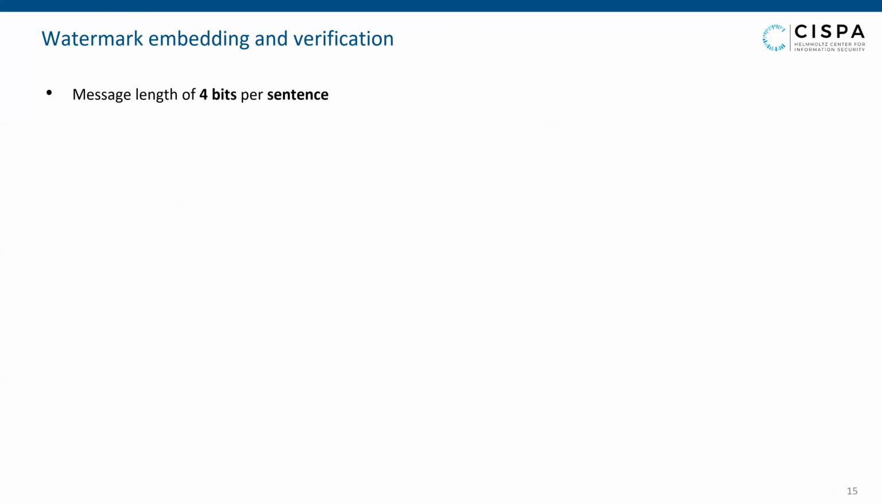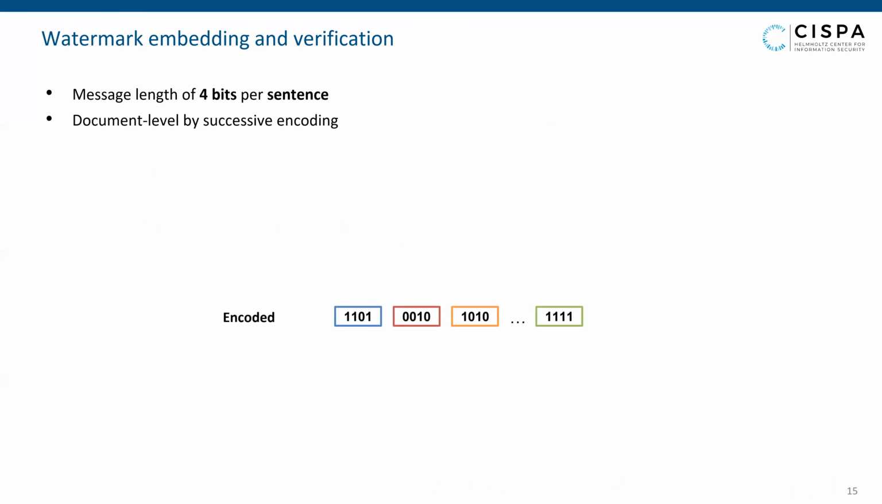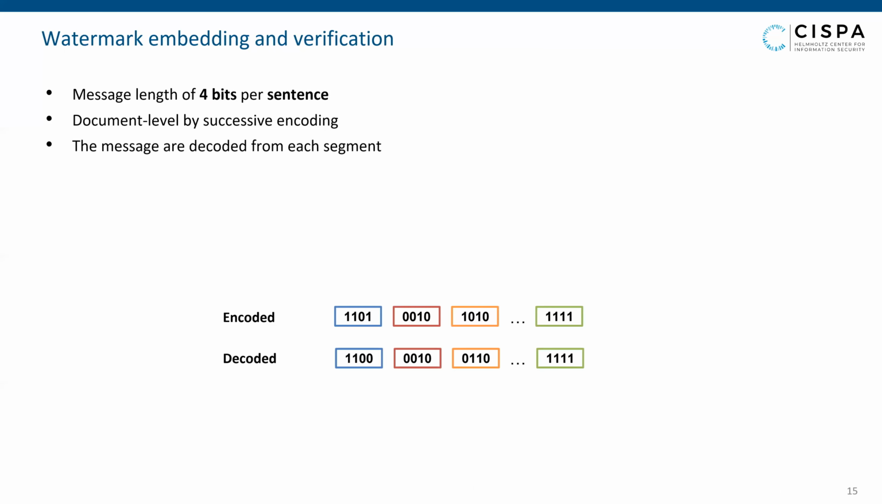We use a message length of 4 bits, sampled randomly during training. We encode a message per sentence or a text segment. Our main scope is article-level watermarking. To enable that, sentences can be successively encoded with a sequence of messages to form a long watermark. Messages can be decoded from each segment independently.